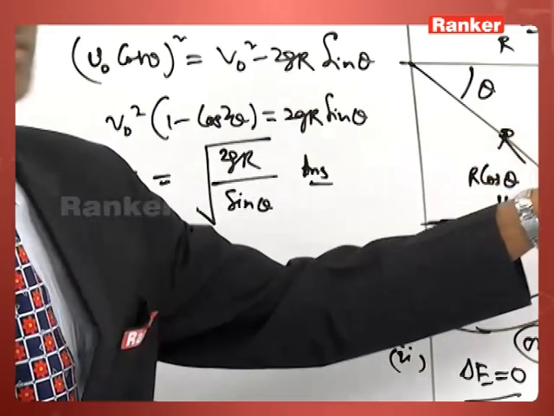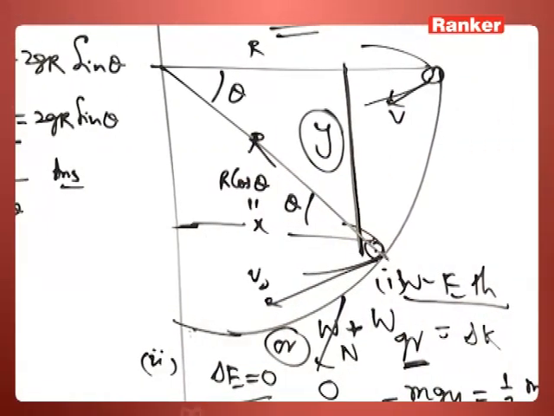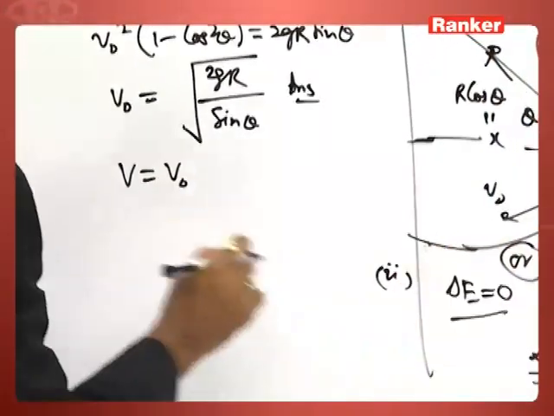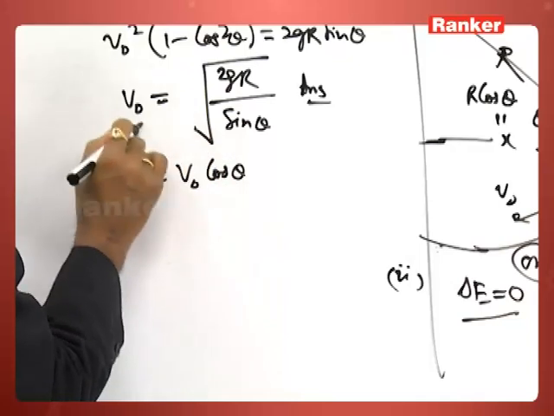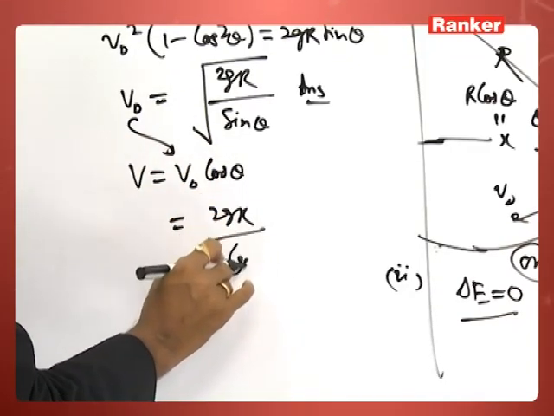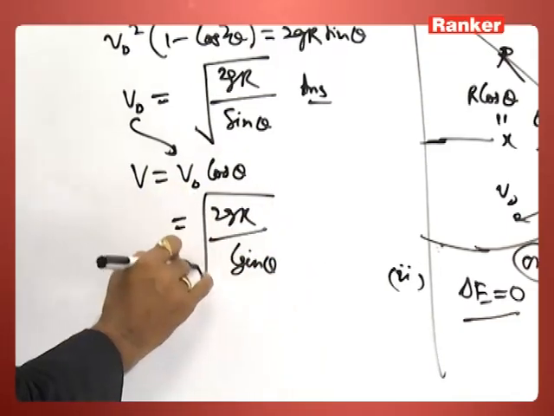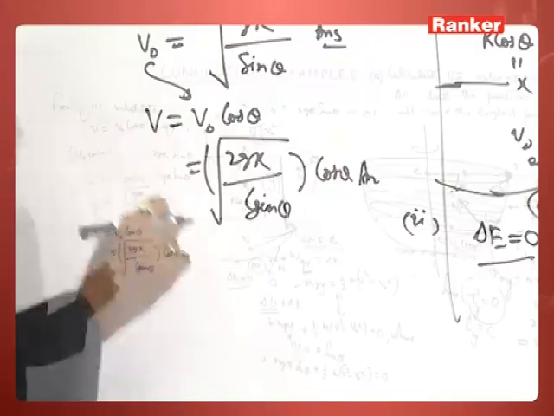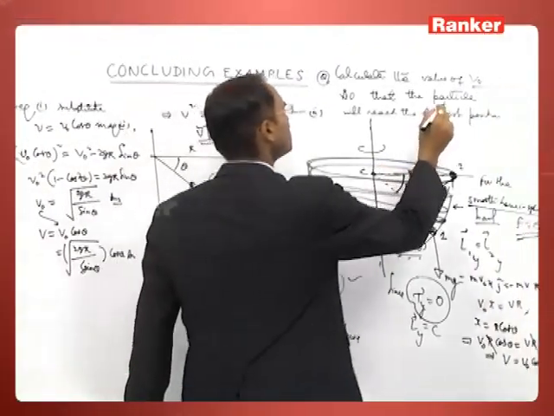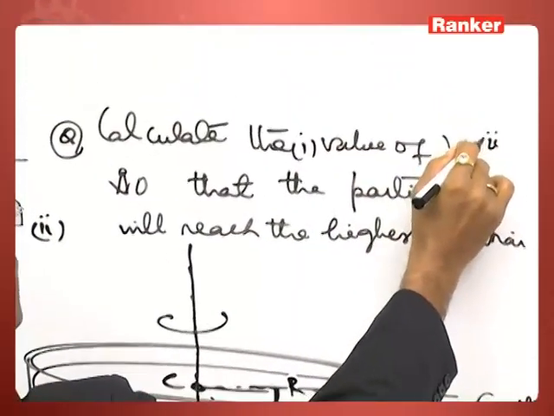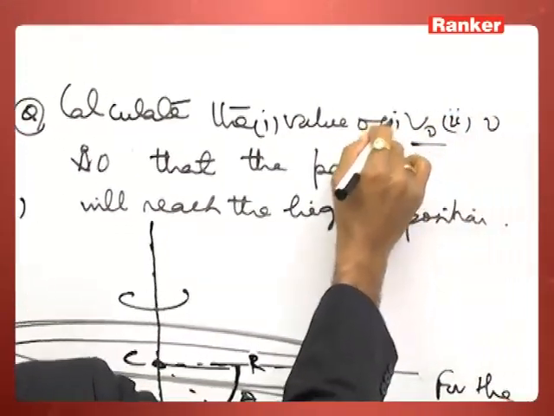And if you want to calculate the velocity at the top, that you can calculate, v equal to v naught cos theta. So, square root of 2gr by sin theta into cos theta is the answer. So, we can calculate v naught and v.